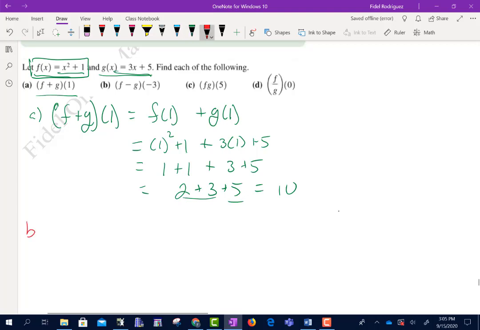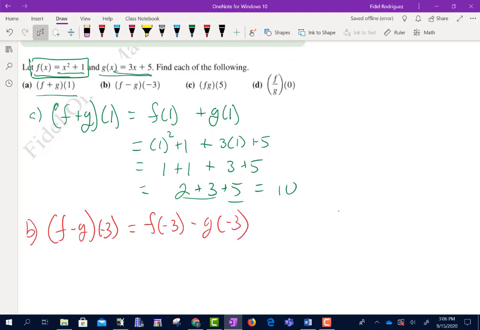Now, let's do part B. Part B says we're going to find f minus g of negative 3. So we're going to find f of negative 3, find g of negative 3, and subtract those. I'm going to come back over here, and everywhere I had an x, I'm going to put a negative 3.